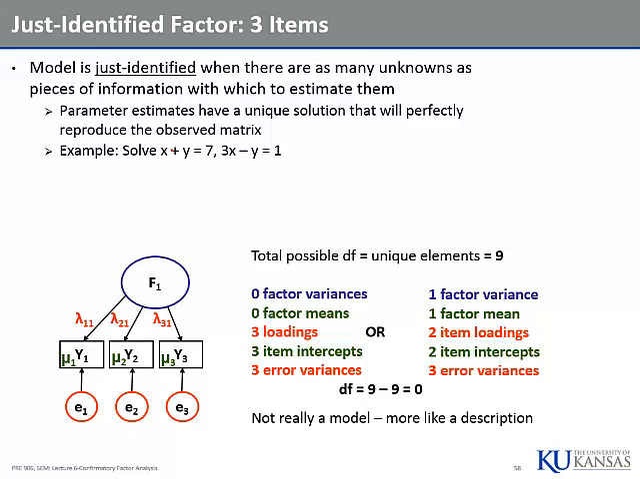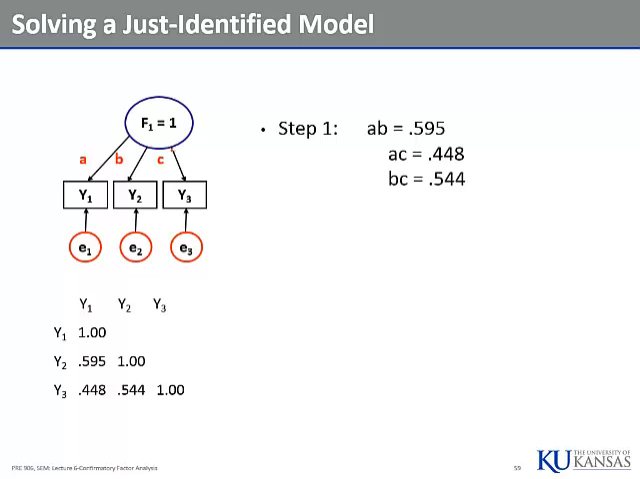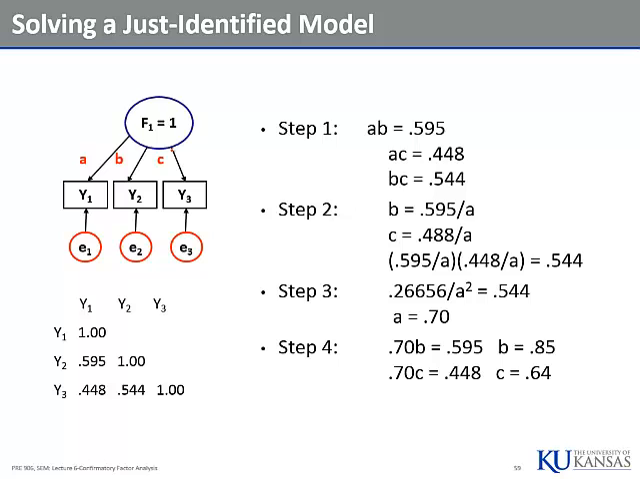So, 2 items can't do it. 3 items can do it. It's just identified. Imagine this was our covariance matrix. We can see what each of the variances and covariances should be. If we have factor loadings A, B, and C, we can say that the product of those should give us each of the covariances between them. So we have 3 equations and 3 unknowns. We can do a little bit of algebra and get what each of the A values should be themselves.